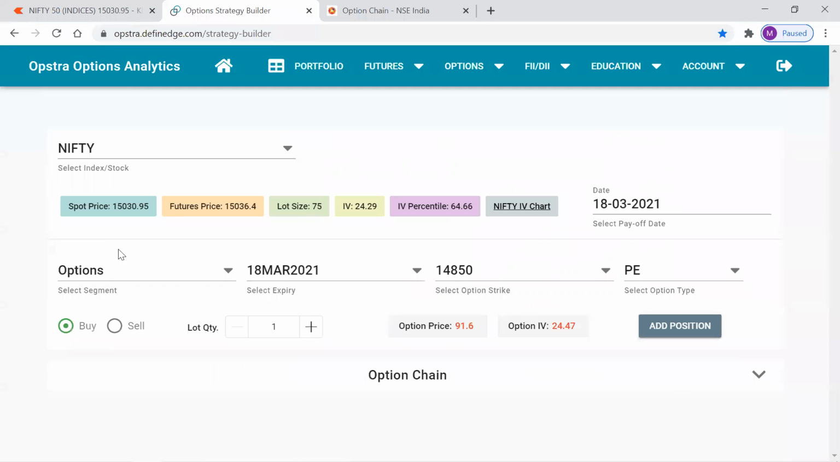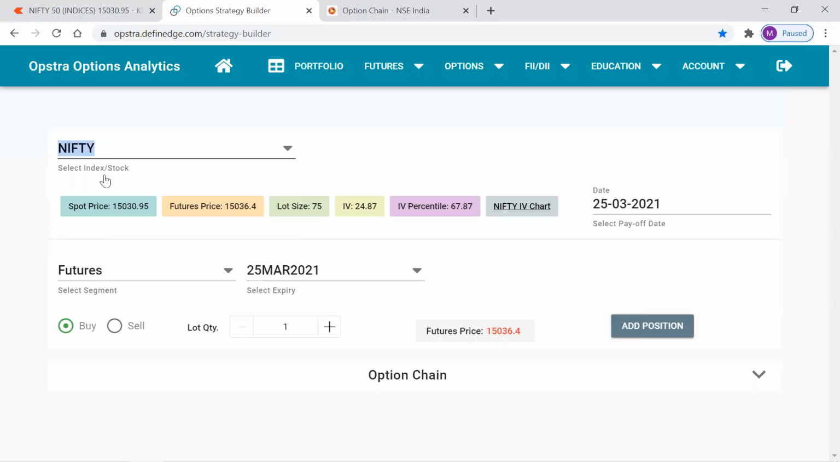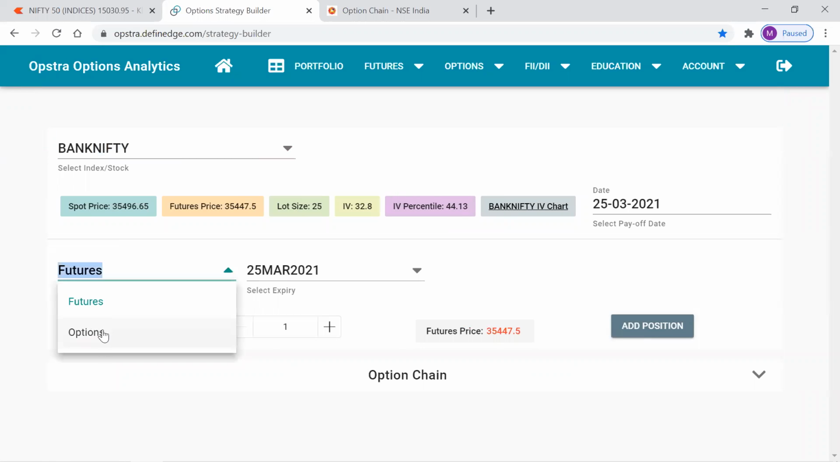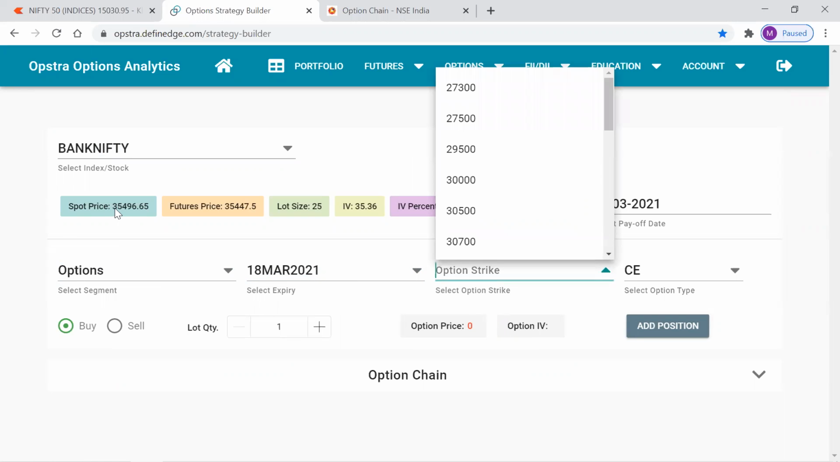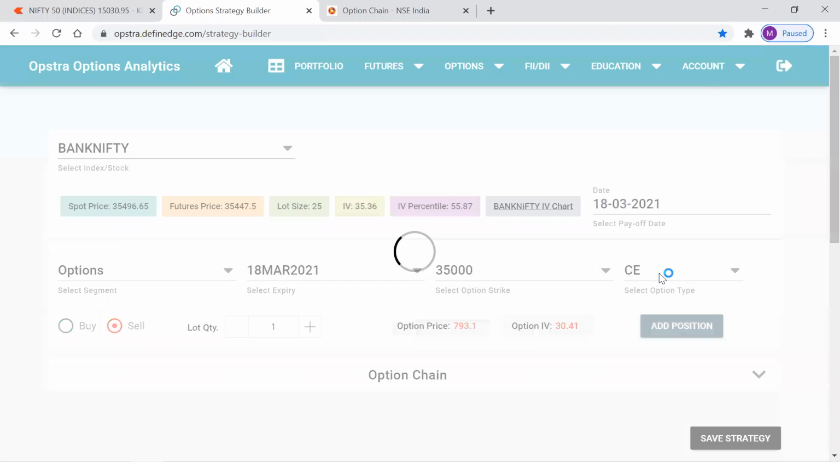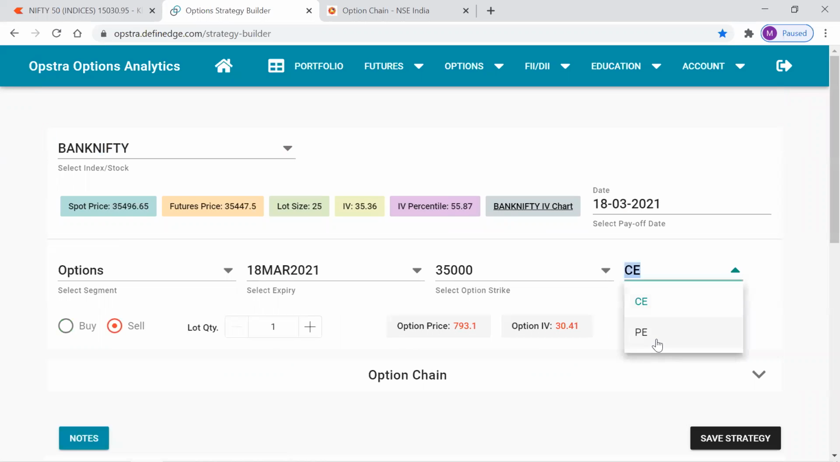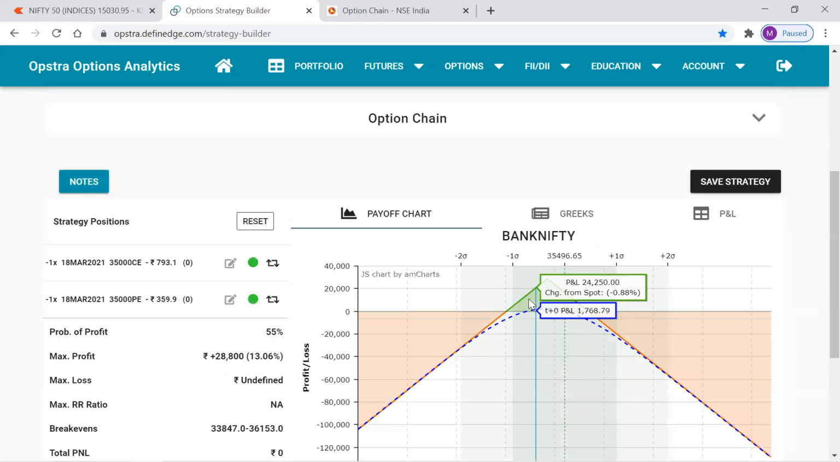Simple. For a change, let's select Bank Nifty. Let me refresh. Bank Nifty options, 18th March. What is at the money? It is 35,496, so 35,000 is the at the money strike. I'm going to sell the call option and I'm selling the put option as well. So this is a short straddle.